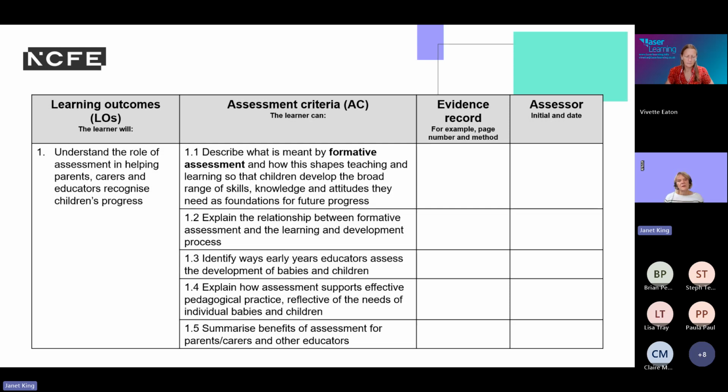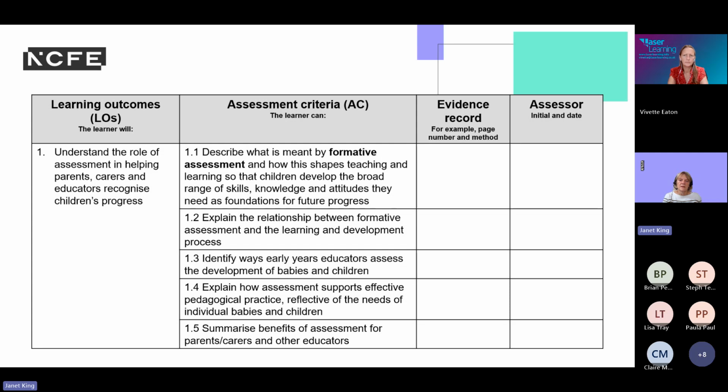How does it work, and how are they using what they know about the children to be able to do that? So really getting these students or members of staff to think about how this process works in practice. And that then will help with 1.2, that relationship between formative assessment and the learning and development process. Because we might be thinking, oh, winter's coming and we're going to do this, and these are the things that we'll put out, and that's lovely and that's wonderful and it's all very topical, but how is that going to support the needs of the child?